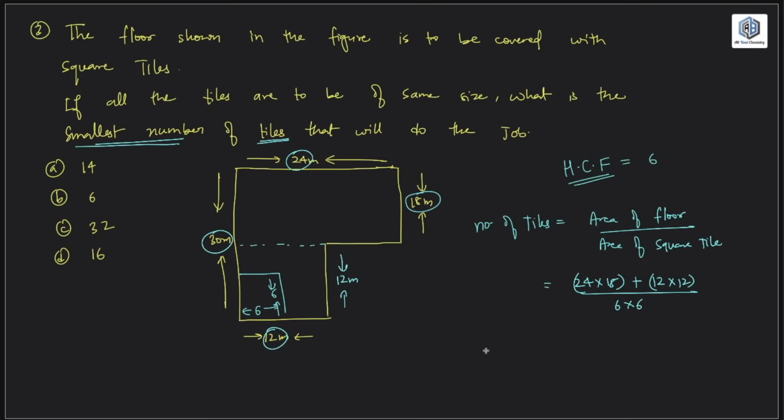Now use your calculator, or you can multiply and then solve. So 24 multiplied by 18 is going to give you 432, and 12 with 12 should give you 144, and 6 into 6 is 36. So the numerator, if I add them, 432 plus 144 is going to give me 576, divided by 36, so that should give me 16 as the answer. So option D is correct for this.